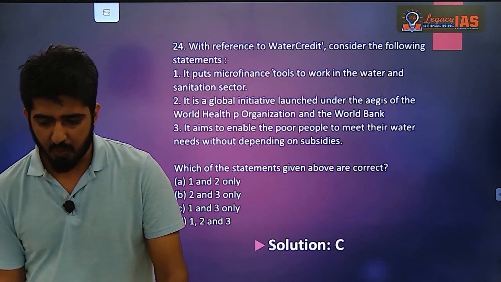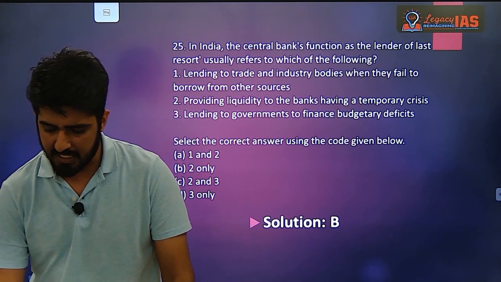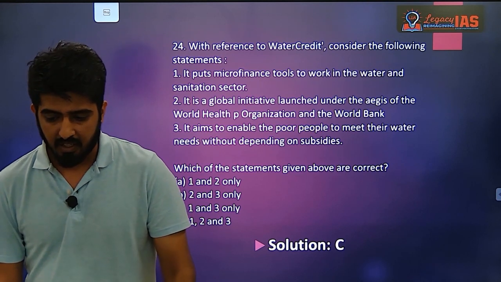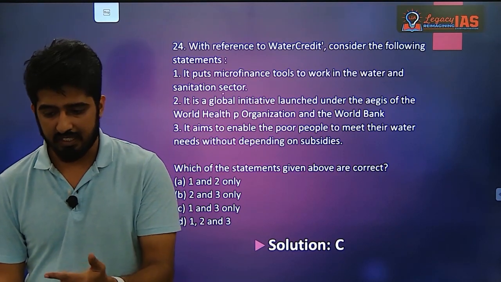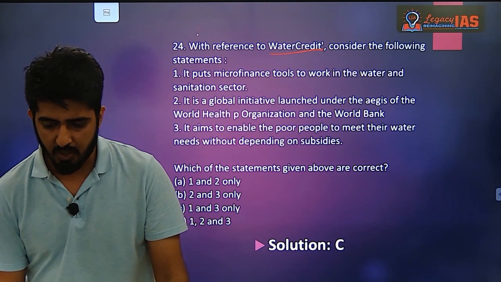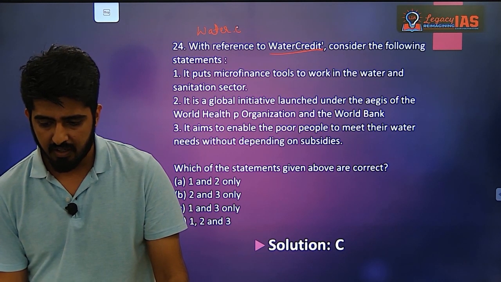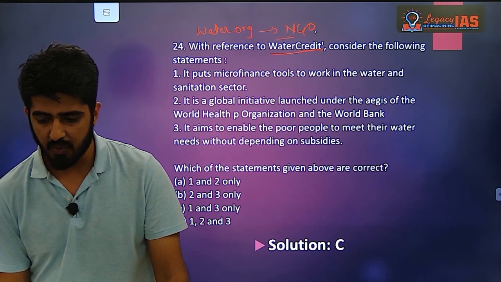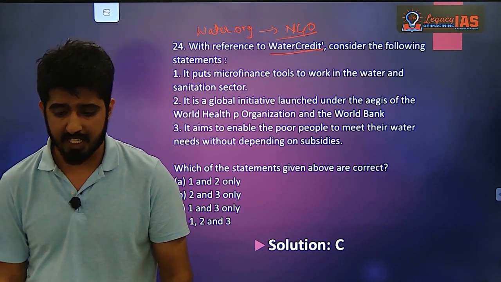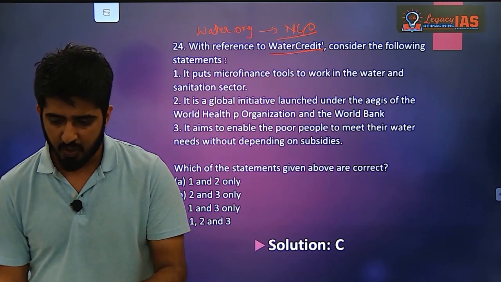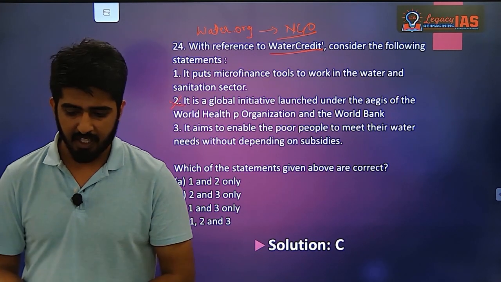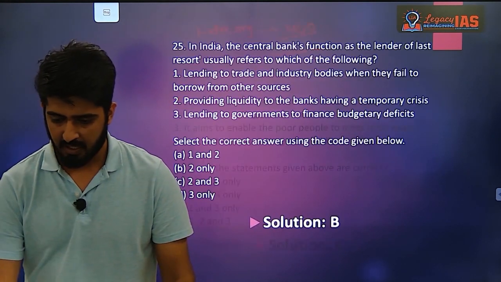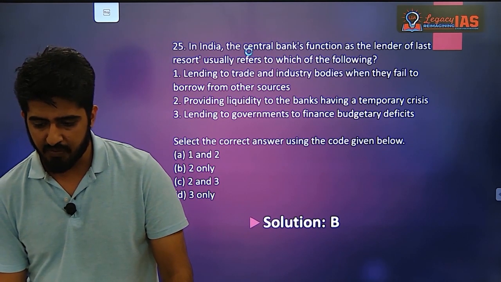Next question is water credit. So this is quite an easy question. Yeah. So this initiative has been started by water.org. It is an NGO, an international NGO that has started it. So with that in mind, you can clearly eliminate 2. If you eliminate 2, you get the answer 1 and 3. C is the answer.